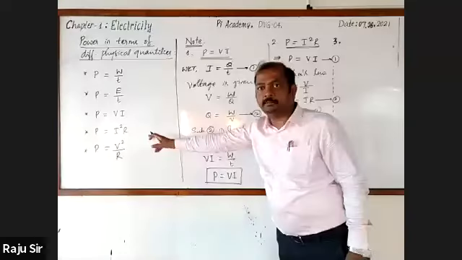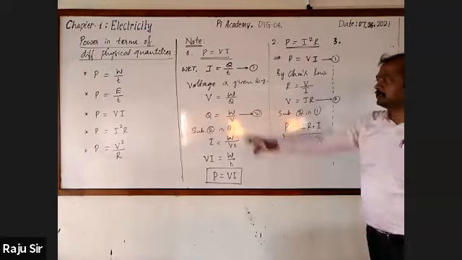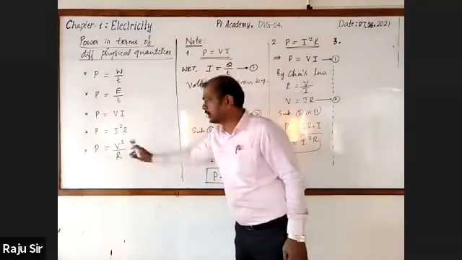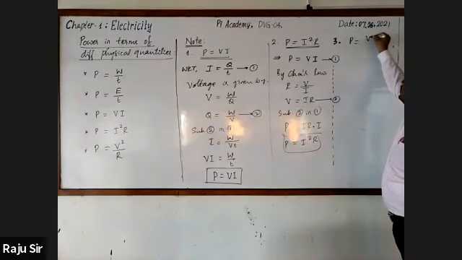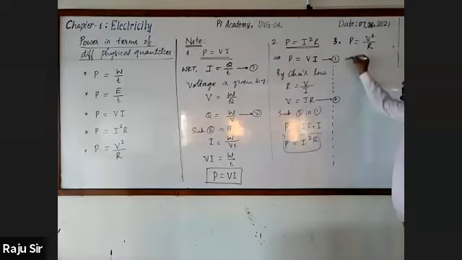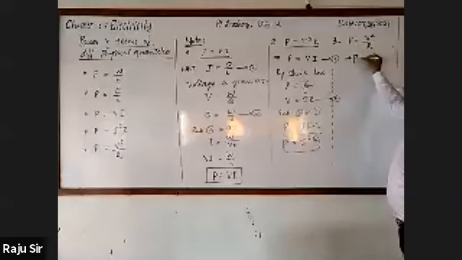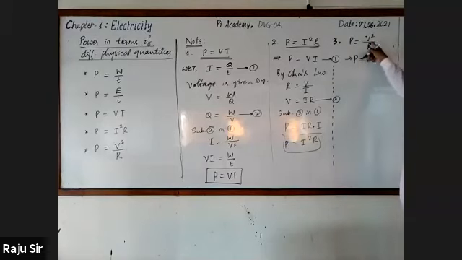We have to write power in terms of voltage and resistance. That is, V square by R. That formula should be derived. P is equal to V square by R. Let us use the derived formula. P is equal to V into I. Already voltage is there. Let's not go for disturbing it.